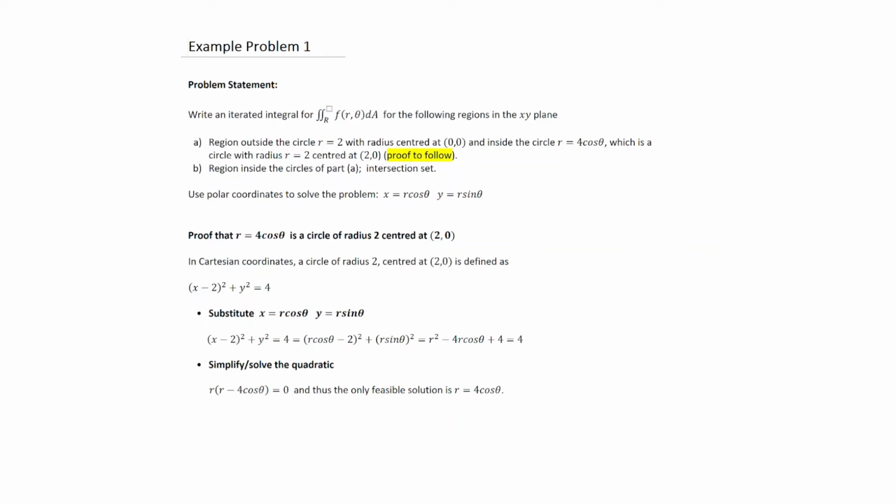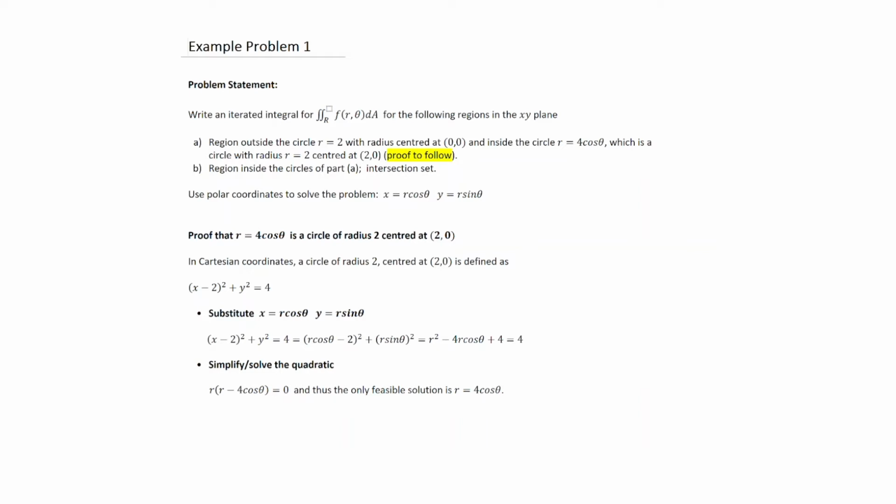Part B would be to look at the region inside the circles of part A, which is more or less the intersection set of the two circles. So we're going to use polar coordinates to solve the problem, which means the transformation equations are x equals r cos theta, y equals r sin theta.